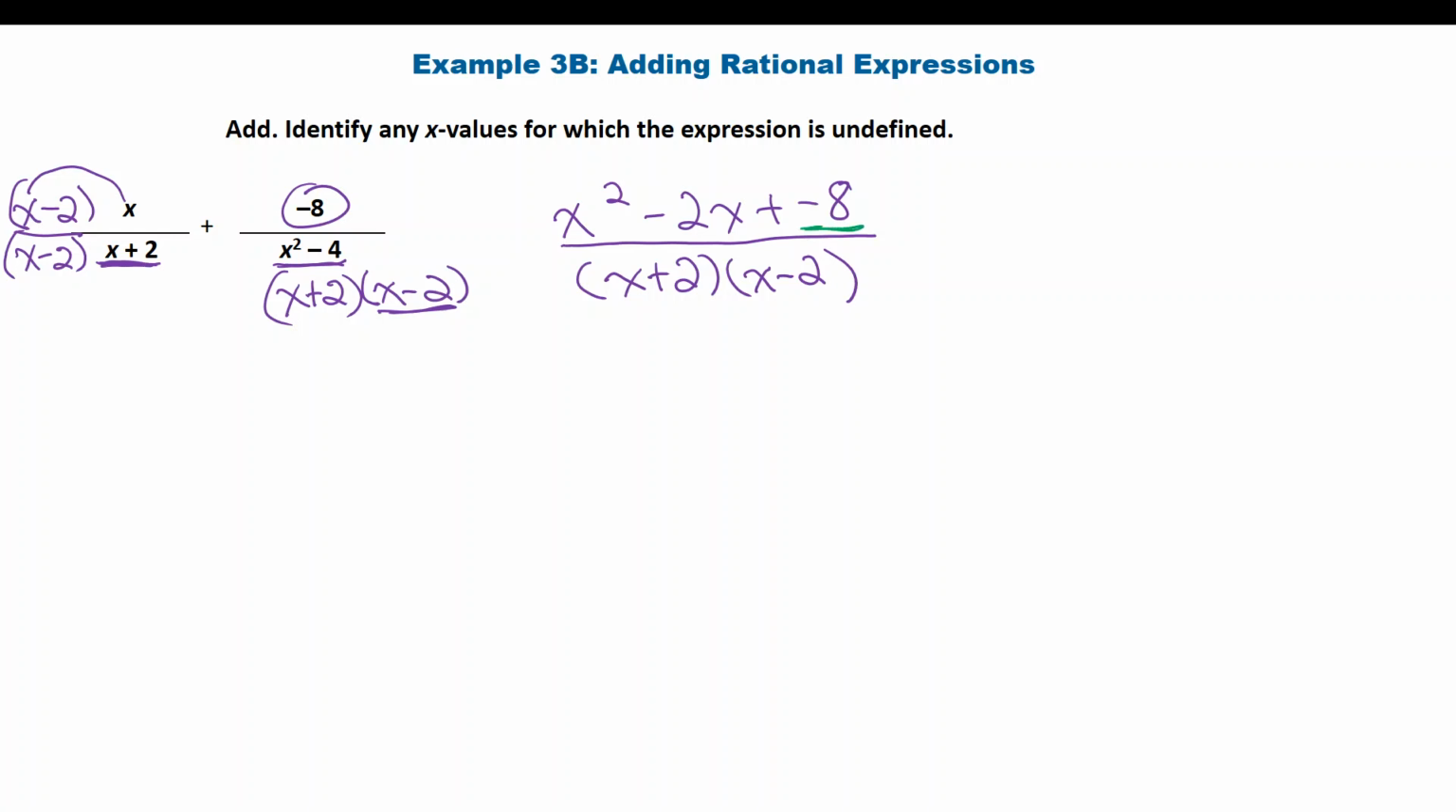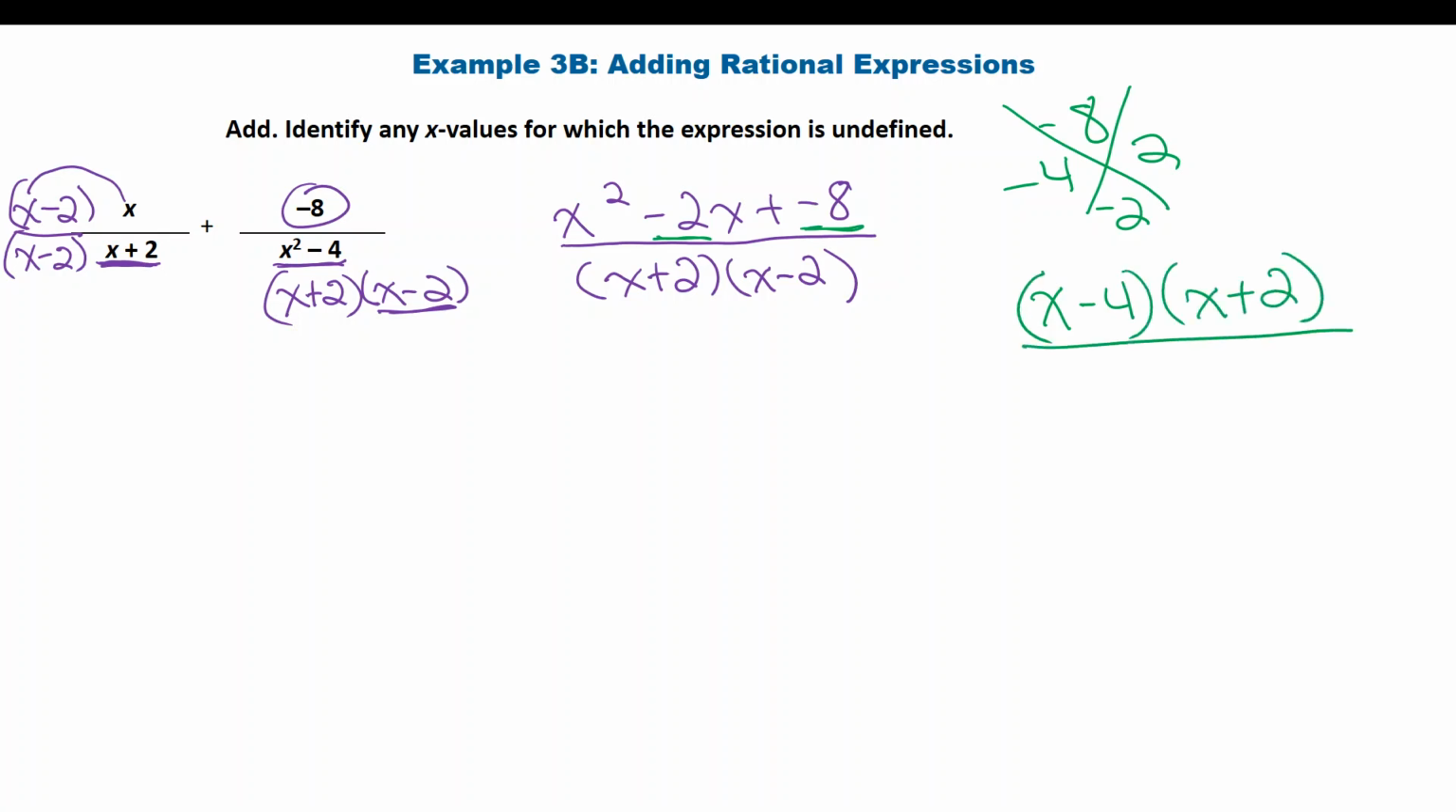So we're going to look for two numbers that multiply together to get negative 8 and add together to get negative 2. Well, I think that's going to be negative 4 times 2. Yep, and so what we have then is x minus 4 times x plus 2 all over our common denominator of x plus 2 and x minus 2. And here I see I have an x plus 2 on the top and on the bottom, so my final answer is going to be x minus 4 over x minus 2.